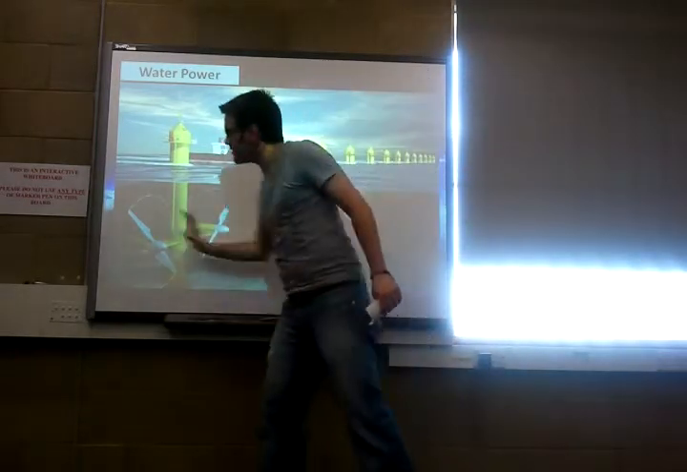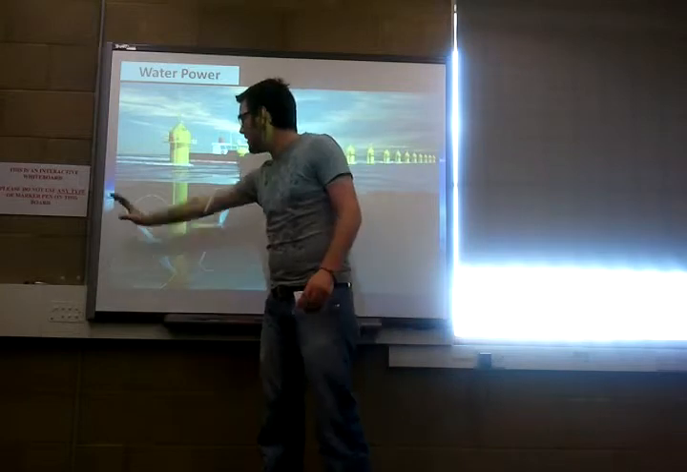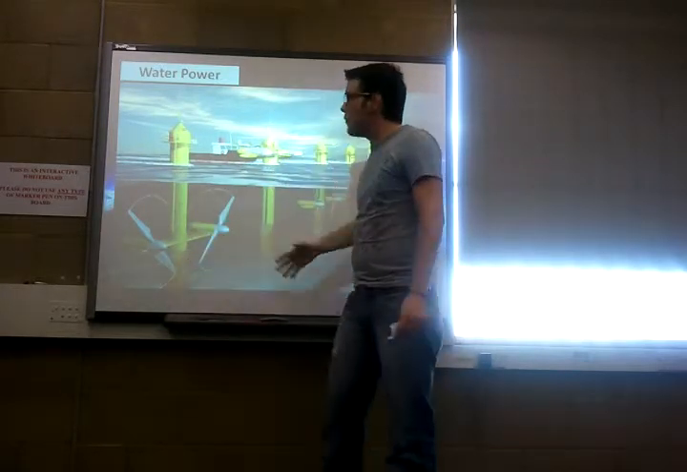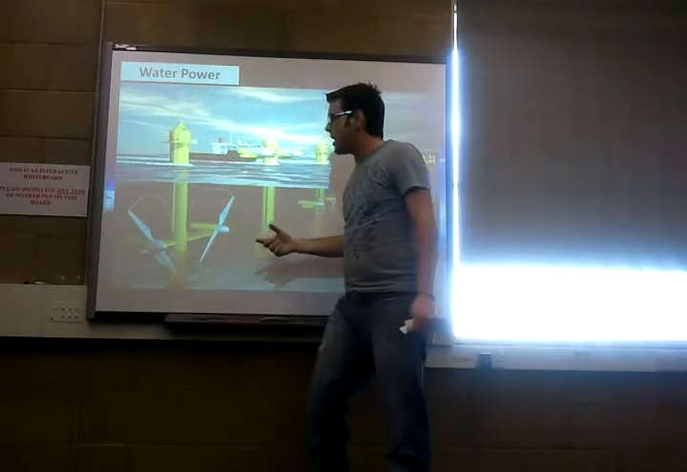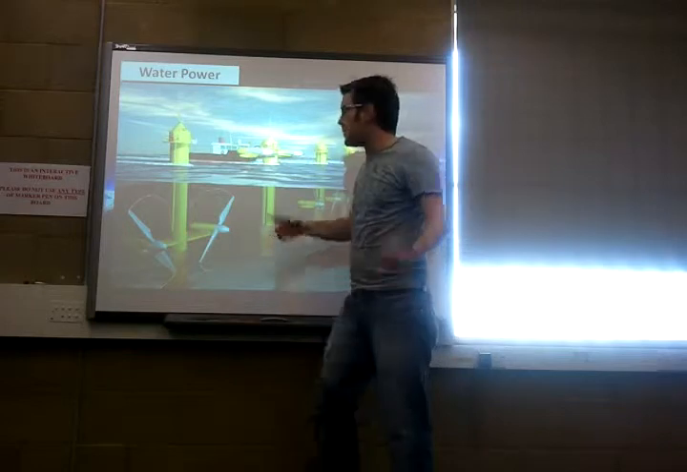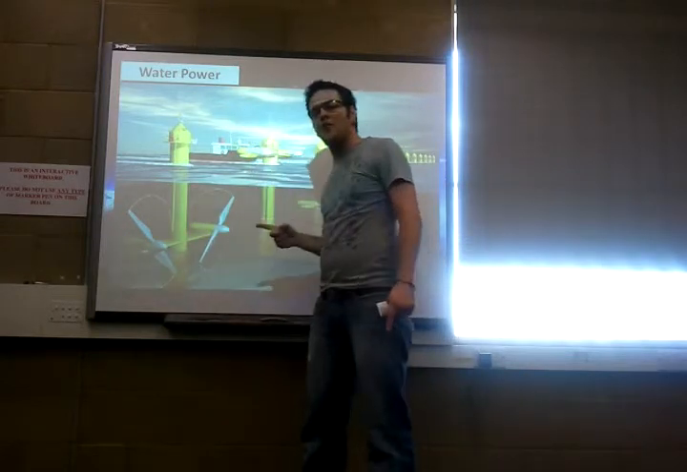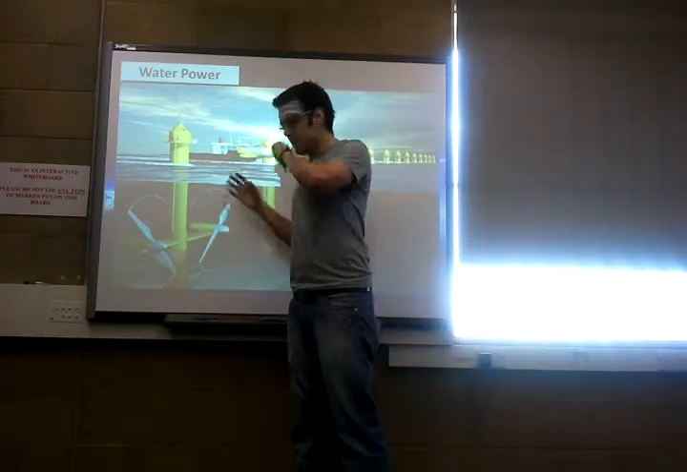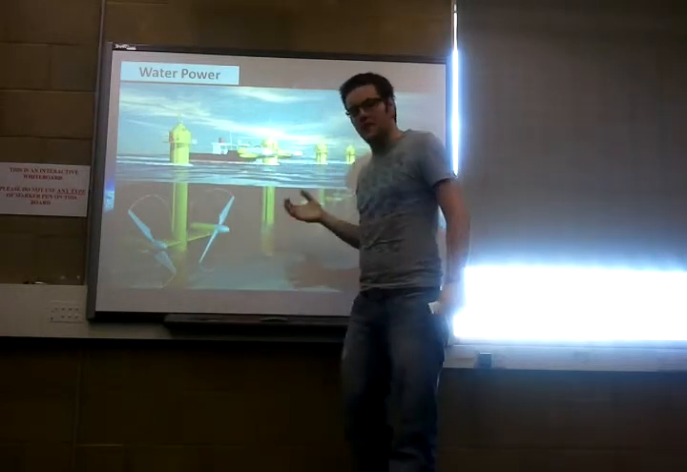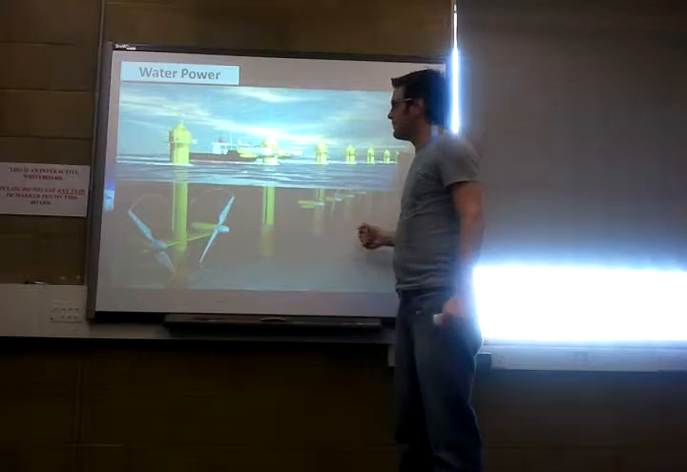As the water rushes in, as the tide's coming in, it spins this turbine, again connected to a generator, which creates our electricity. And as the tide flows back out again, it does exactly the same thing, but obviously in reverse. It spins the other way. But again, the concept is the same: it's spinning a generator to create electricity.